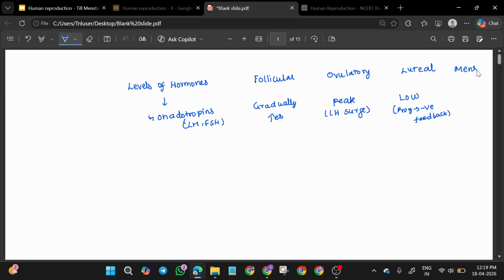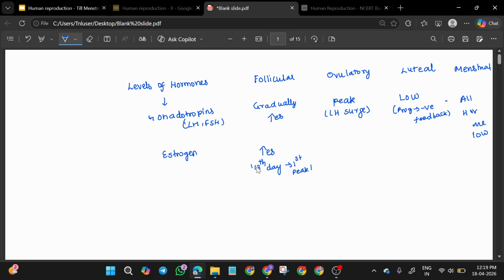Then final is menstrual. Menstrual phase appo all hormones are low. எல்லா ஹார்மோன்ஸும் கம்மியாக தான் இருக்கும். LH, FSH, estrogen, progesterone எல்லாமே கம்மியாக தான் இருக்கும். Next one is estrogen. It is almost similar to follicular phase only. That is follicular phase appo என்ன ஆகுமோ same. It will be increasing. 13th day appo it will reach its first peak.